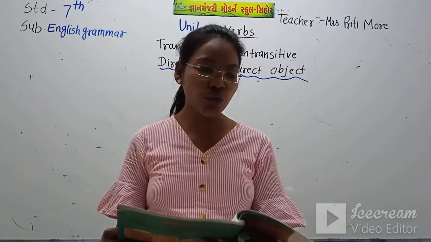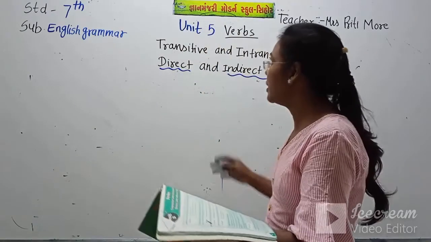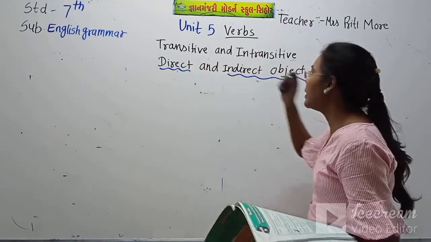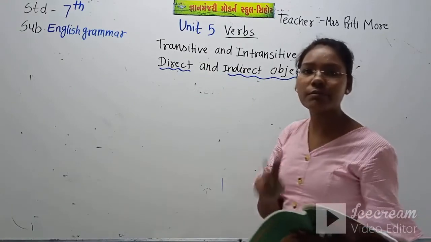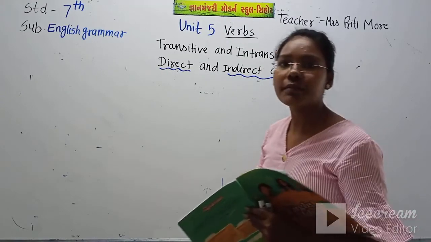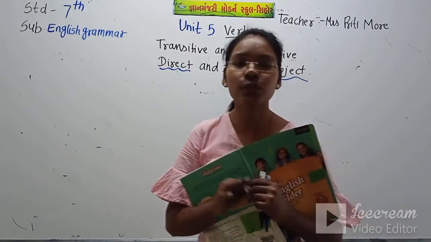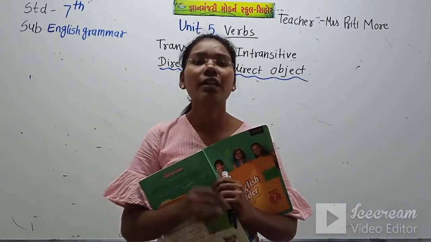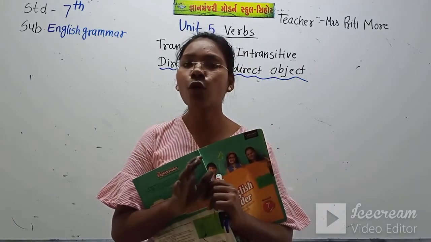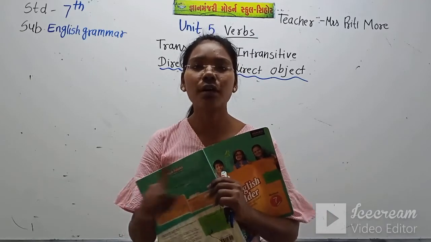Today's YouTube video. Yesterday in our last video we just started Unit 5, verb, and we saw what transitive and intransitive verbs are. There are two types of verb, transitive verb and intransitive verb. What we learned is that a transitive verb needs an object to complete its meaning. Without an object, the sentence will not be complete.